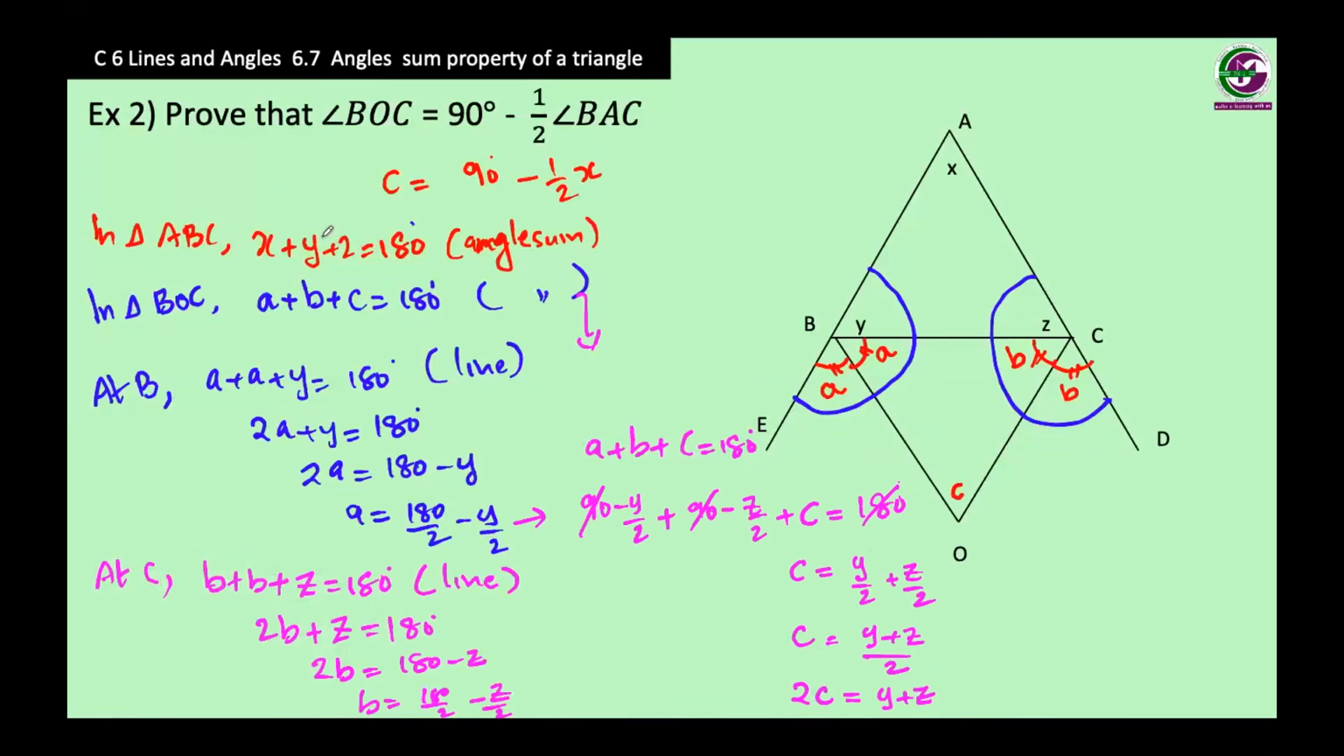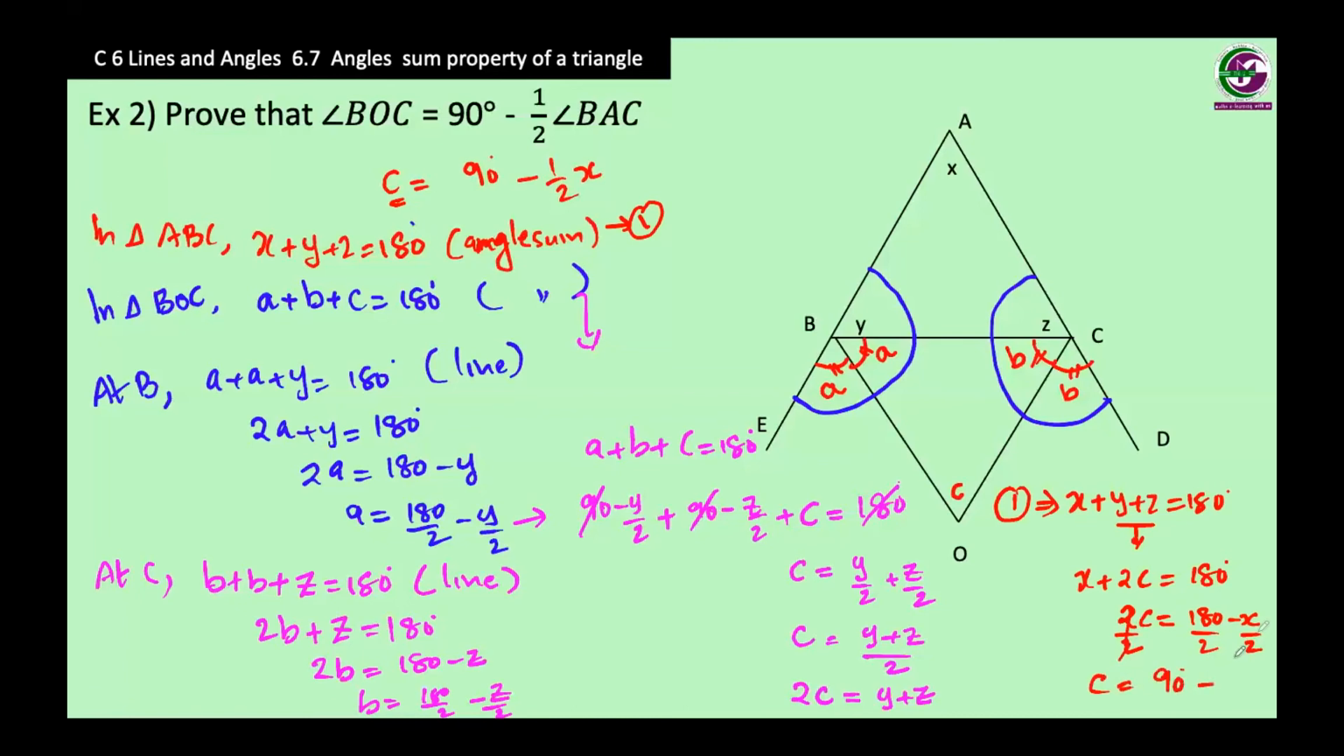Now from the first equation, let me call this the first equation. Equation 1 will give us X plus Y plus Z is 180 degree. But now you get Y plus Z is 2C. So X plus 2C is equal to 180 degree. Now we need to know what is our C. That is our question. So we will keep C there. So 2C is equal to 180 minus X. We need to get C, so divide by 2 on both the sides. So we get the answer C is equal to 90 degree minus X by 2.